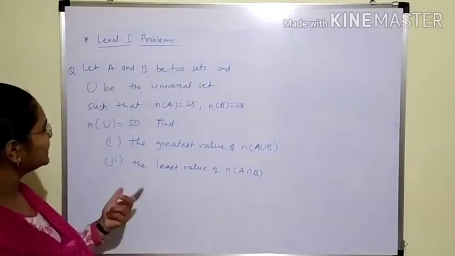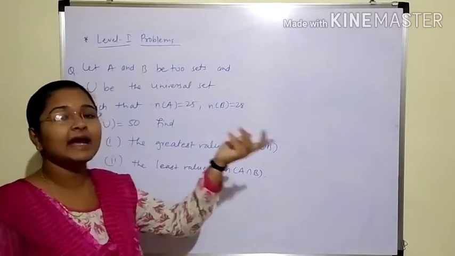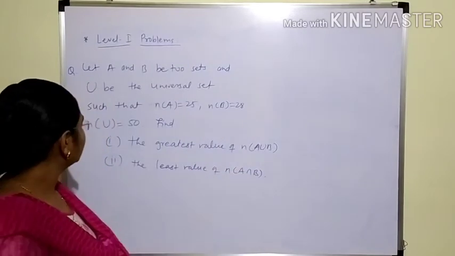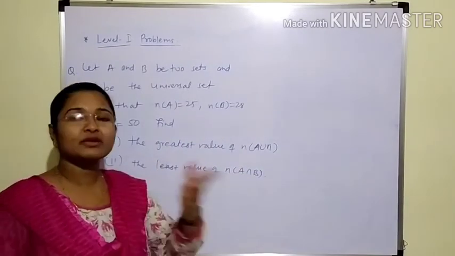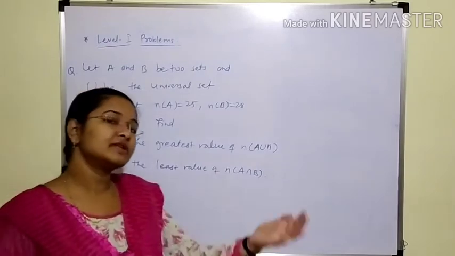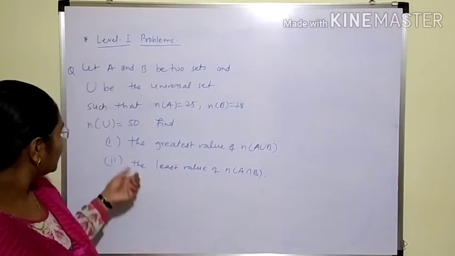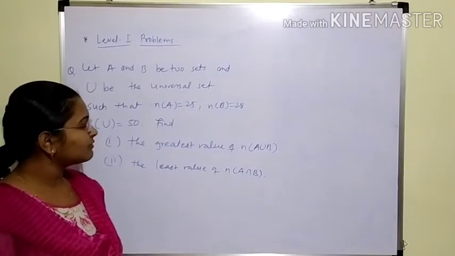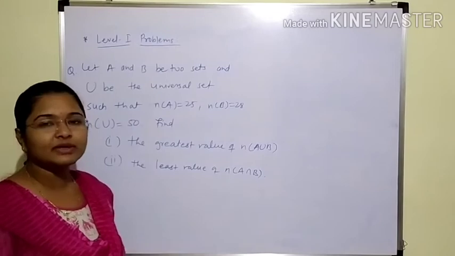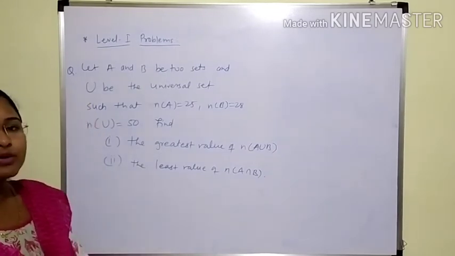Now students, we have seen the problems in which we found the number of elements in the given sets A and B by using these three quantities. Then we found the number of elements in the union of two sets, in the intersection, and in the difference of two sets. Now the greatest value of the number of elements in A union B and the least value of the intersection of A and B. Now how to find this?